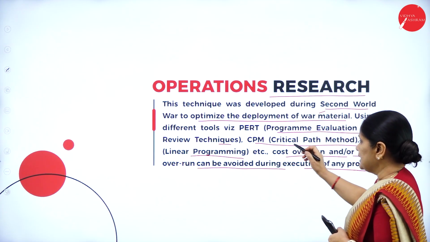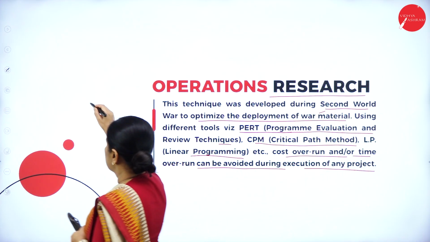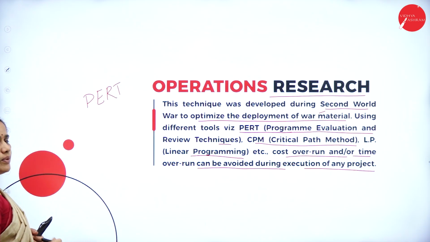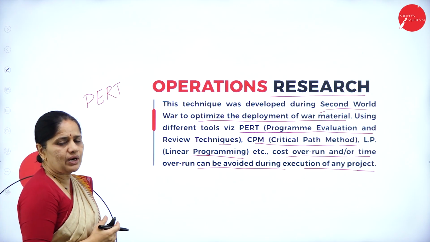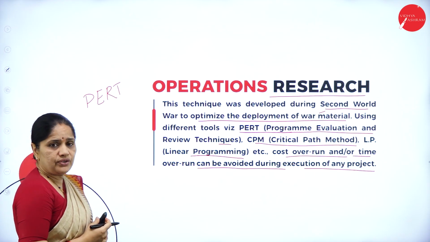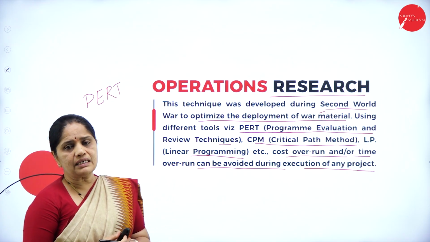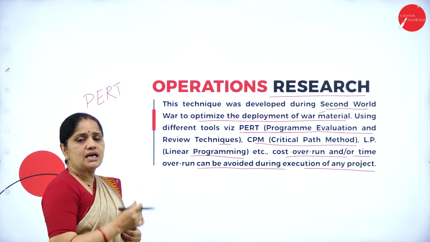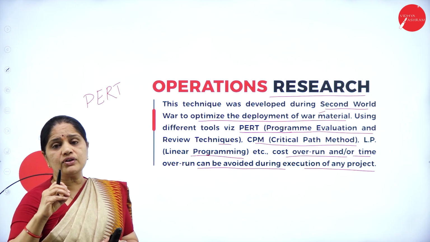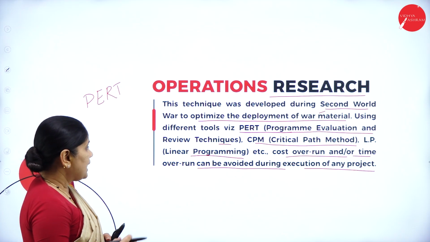So in this technique we use different tools, that is the PERT, that is program evaluation review technique. So what is the program? Well, you have to evaluate the program and then have a review, and that is the program evaluation review technique. And the second one is the critical path method. In the critical path method, we will be thinking about the critical areas or the key result areas wherein you have to focus in order to see that there are no deviations from the plans, and linear programming.